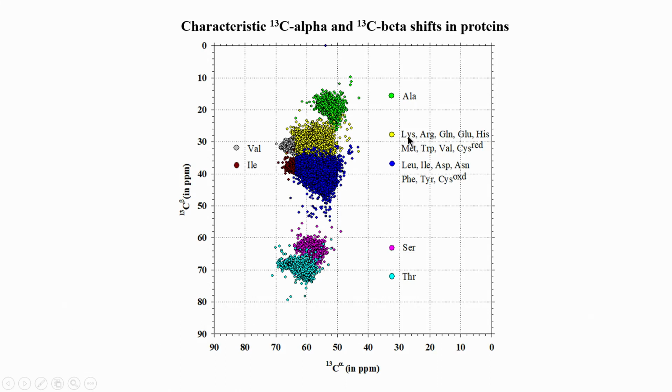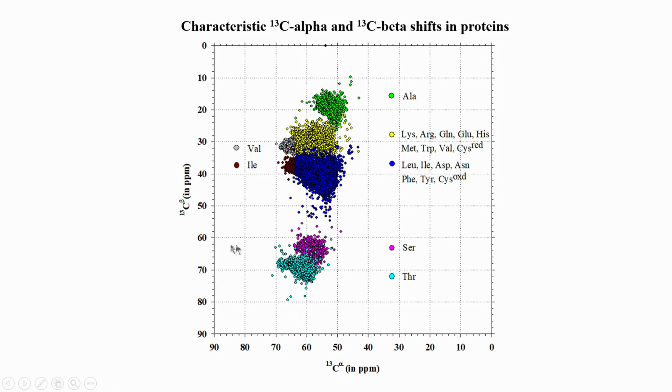Similarly, these groups of amino acids, lysine, arginine, glutamine, and so on, come in this zone. Okay. Similarly, this blue zone belongs to these amino acids, and a few of these, valine and isoleucine, are actually very unusual. Their C alpha, now looking at C alpha, comes somewhere around 65 ppm. Okay. So, this is an unusual special case for valine and isoleucine.